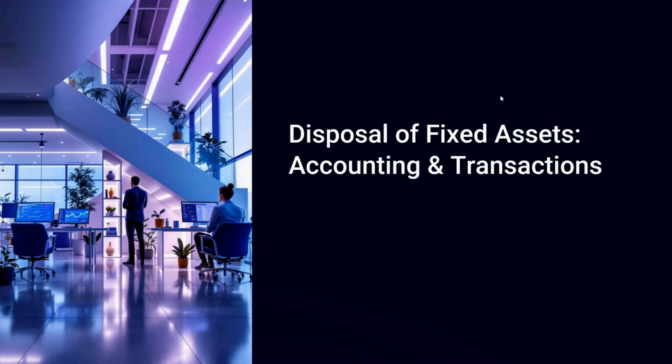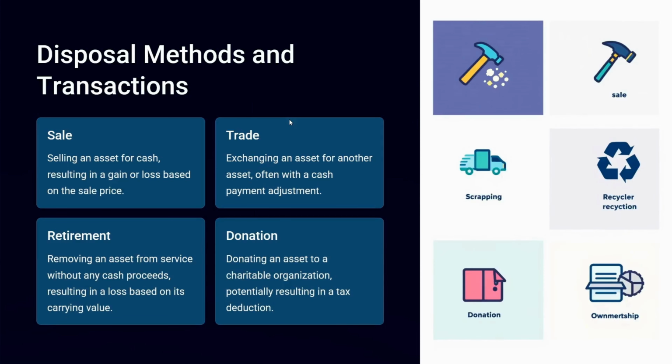Let's look at the disposal of fixed assets. There are many types of disposal. It can be that we sell an asset for cash, resulting in gain or loss based on the sales price. It can be that we exchange an asset for another asset. It can also be removing an asset from service without any cash proceeds, or it can be donating an asset to a civil organization.